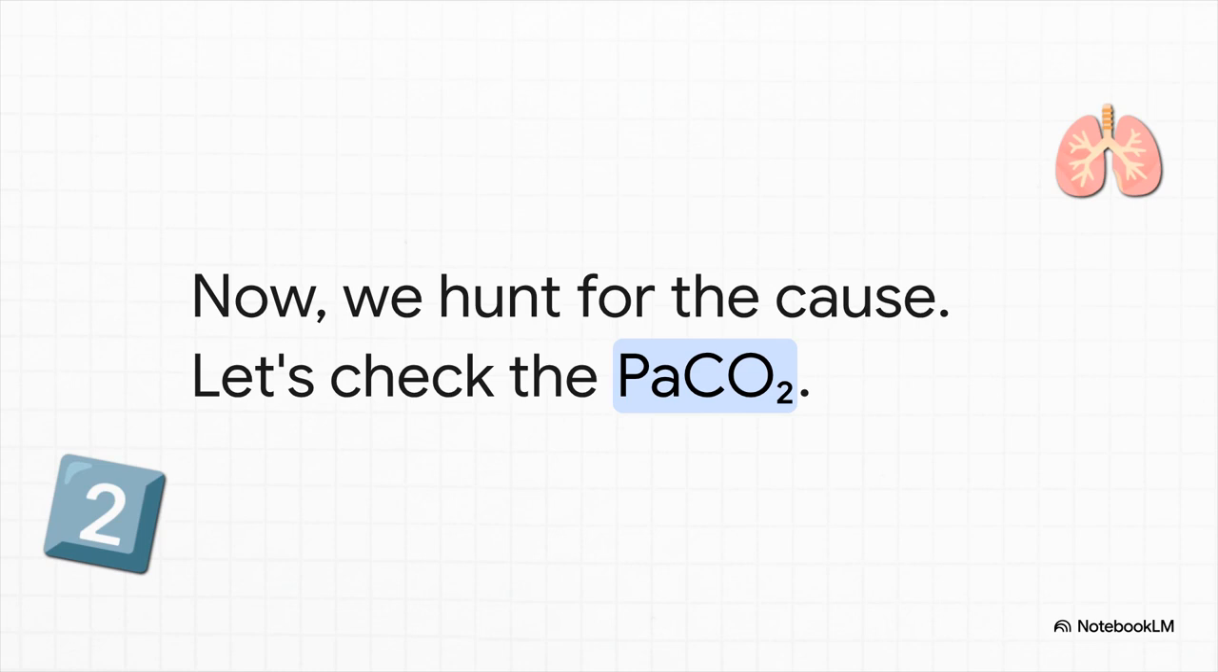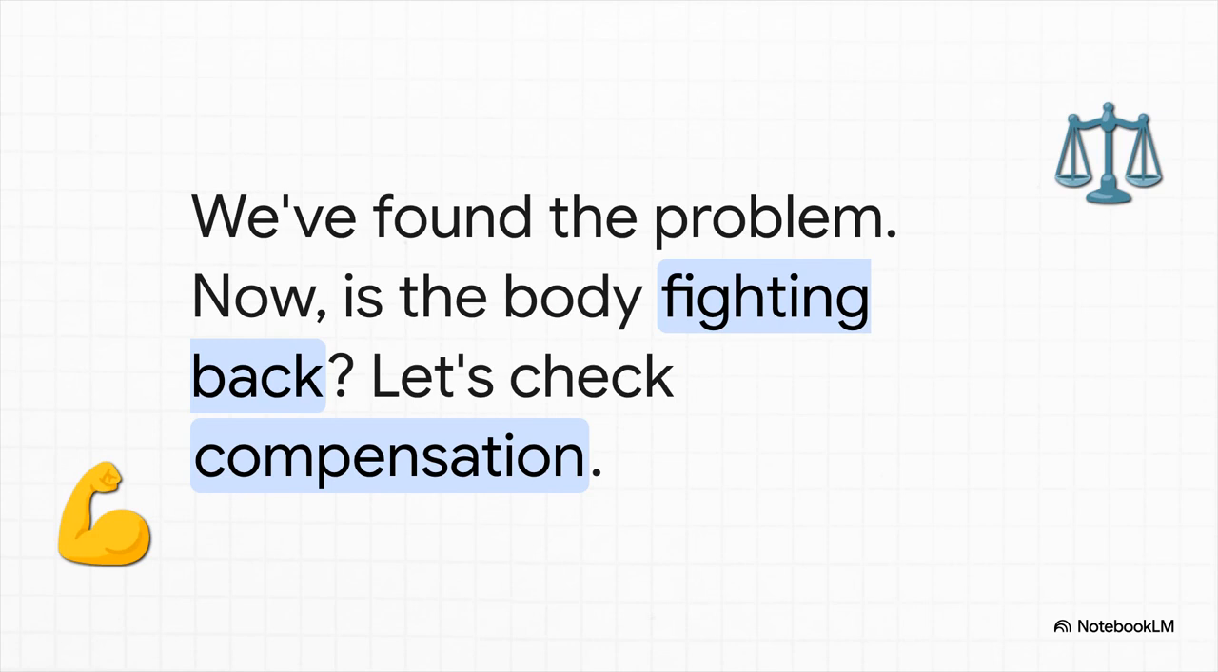So we know it's acidosis. Now we have to figure out why. Is it a respiratory problem or a metabolic one? Let's move to step 2 and check that PaCO₂. And there it is. His PaCO₂ is 70. That is way above the normal limit of 45. Now remember, CO₂ acts as an acid in the body. So this super high level perfectly explains the acidosis we just saw. This is a respiratory problem. Okay, so we've found our culprit, respiratory acidosis.